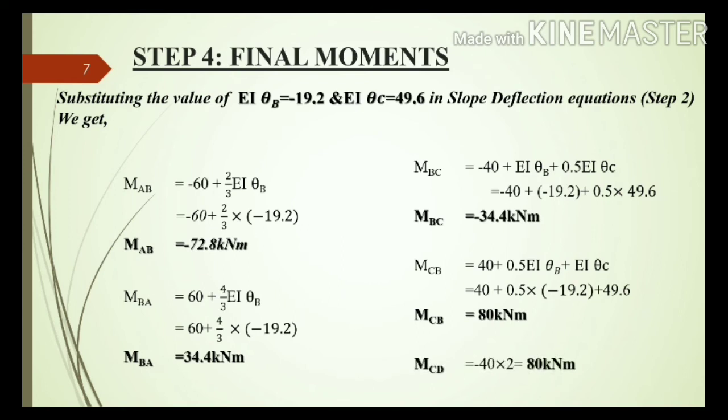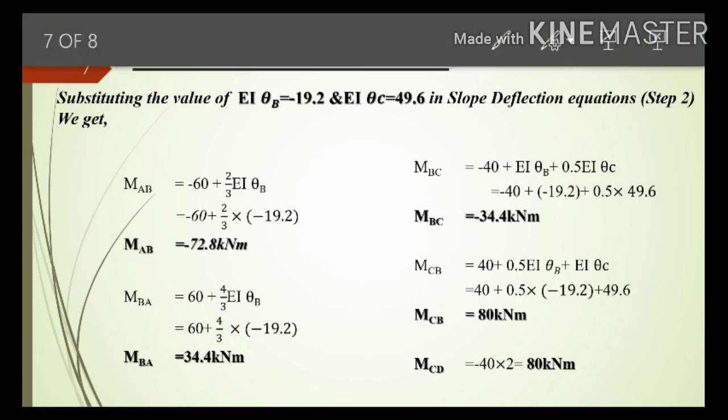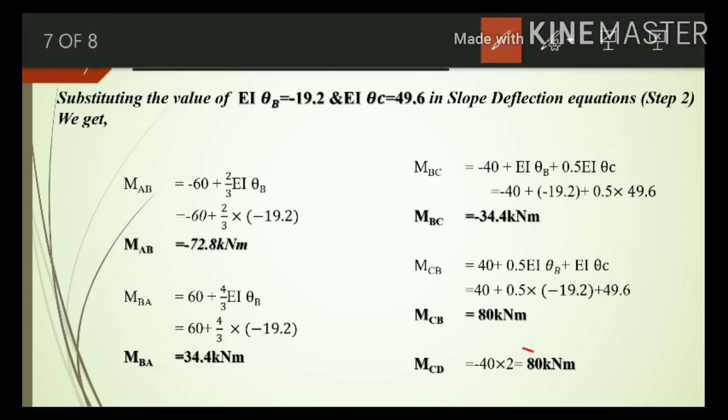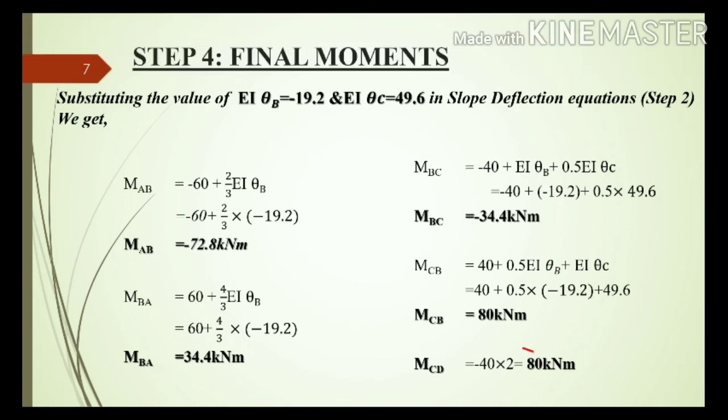Then last one, MCD. MCD is an overhang portion. So the moment along the member CD is -40 × 2, that is -80 kilonewton meter. So all final moments, that is the end moments of all the members, are calculated by using this slope deflection method. Next, step 5 is a bending moment diagram.